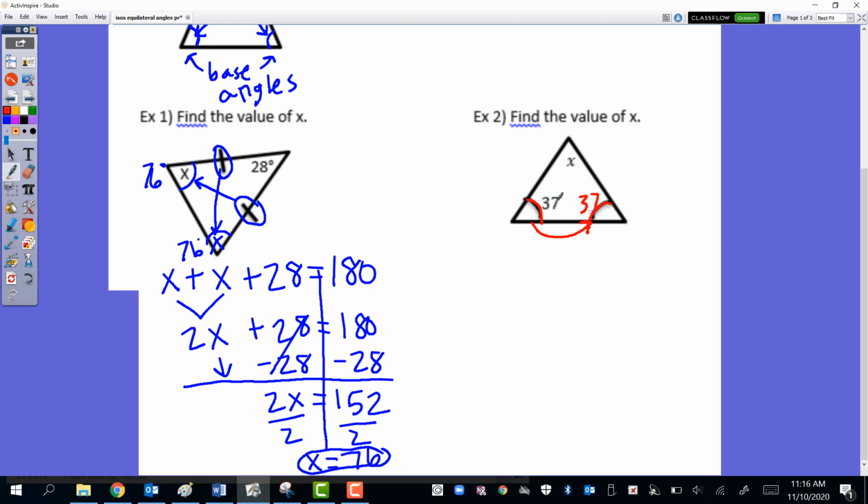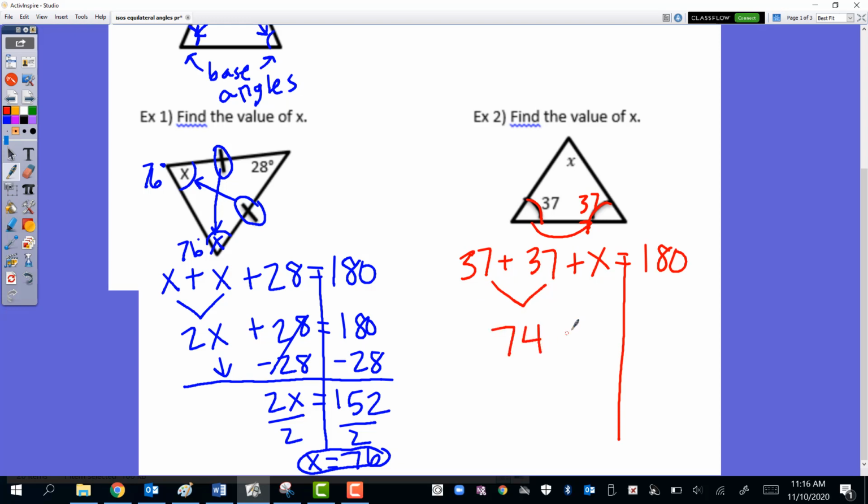And now I have 3 angles in a triangle. Oh, I know that they're supposed to add up to 180. So I'm going to do 37, one of the angles, plus another one of the angles, plus the last angle, equals 180. And I have to solve for x. So again, I'm combining like terms. So 37 plus 37 is 74, plus x equals 180. Oh, I gotta move 74 to the other side. So minus 74. Minus 74.